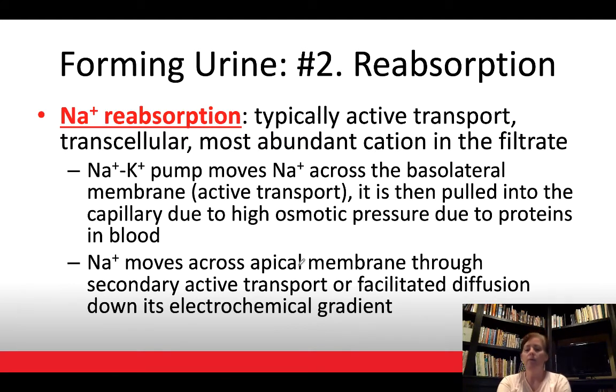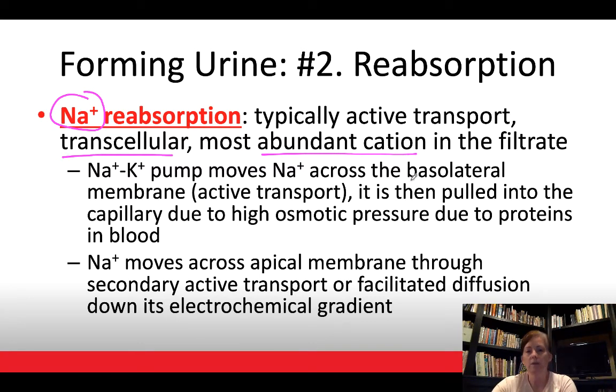What you need to know from this is I pulled out some specific substances that you need to be aware of in terms of how they're reabsorbed. Sodium is certainly one of the most important. It's the most abundant cation in the filtrate, so it is important to know how it moves. It typically moves through active transport and it moves transcellularly.